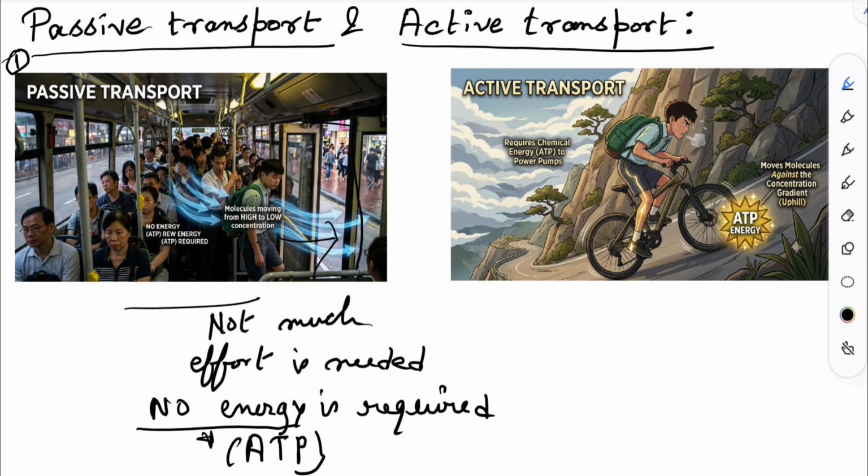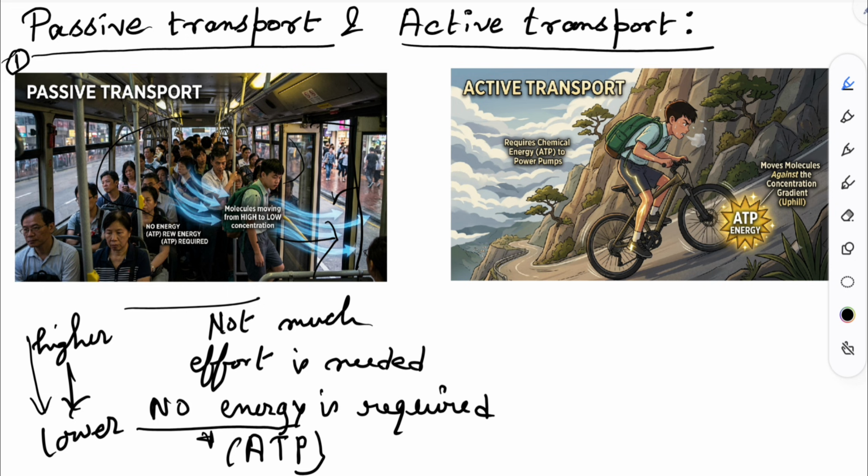Another thing you can see is that the movement is taking place from higher concentration to lower concentration, right? Here you can see that lots of people are already present. It means the concentration of people is higher inside the bus than outside. Here fewer people are present, so the movement is happening from higher concentration to lower concentration. It means along with the concentration gradient. So this is passive transport.